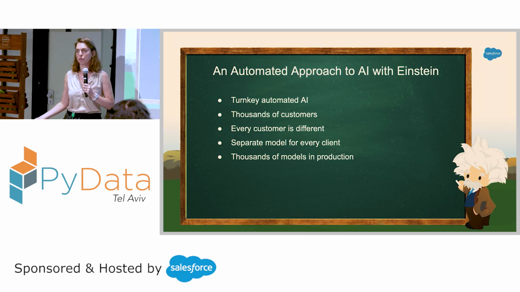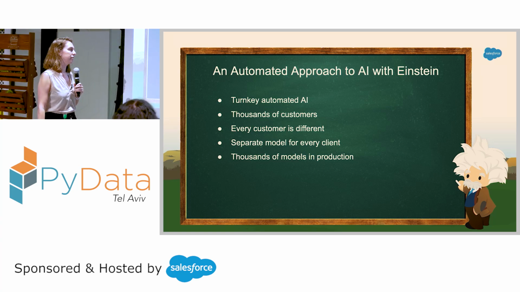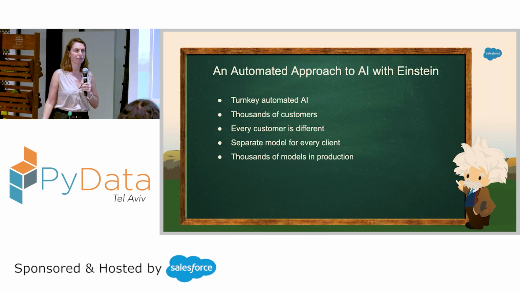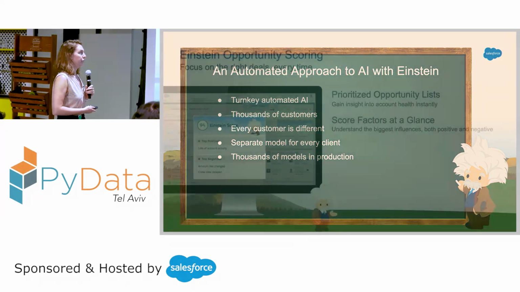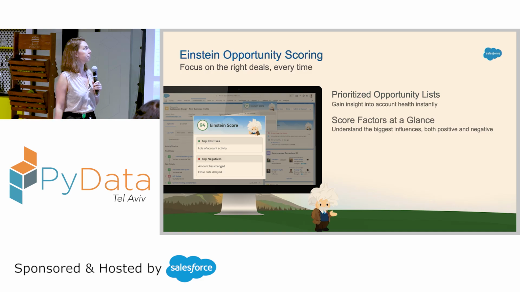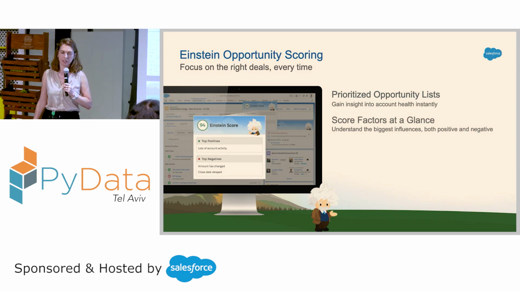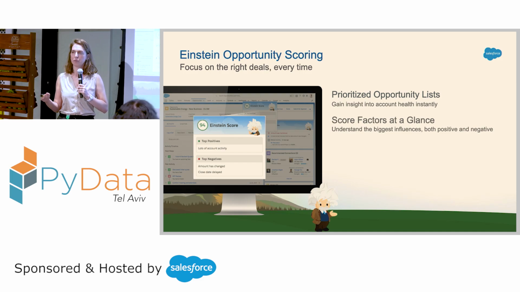So I think some of you have already understood why we need monitoring, why it's so important to us. And I want to show you another example of a product in Salesforce, the opportunity scoring product. So Einstein Opportunity Scoring is a product to help sales reps to do their work.